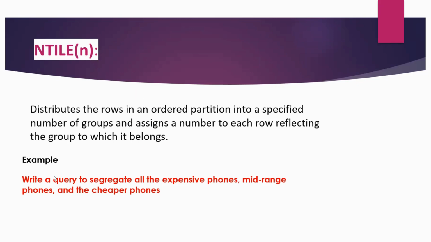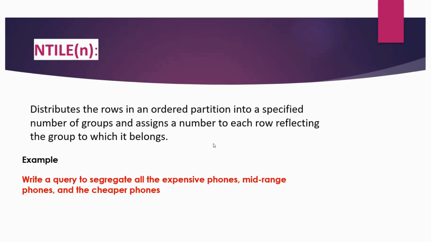Let's suppose we take this example. We need to write a query to segregate all the expensive phones, mid-range phones, and the cheaper phones. So we can use this NTILE window function. With the help of this, we can create three different buckets to fetch out the information: which are the expensive phones, which are the mid-range phones, and which are the cheaper phones. So if we want to fetch out the group of things and give the numbers also with equal numbers of things, if we want to bifurcate into three different buckets, we are going to create three buckets.